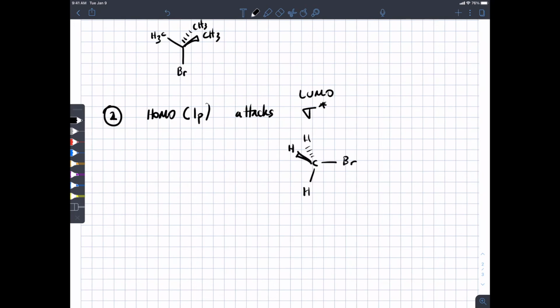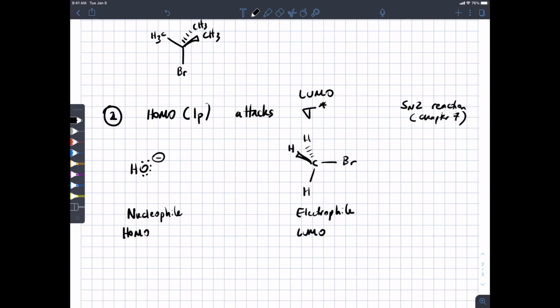If not, that's okay. This is actually an example called the SN2 reaction, and we won't get to that till chapter 7. It's not important at this stage that you know that it's SN2. I will tell you that hydroxide with a negative charge on the oxygen is your nucleophile, and this molecule, methyl bromide, is our electrophile. So we care about the HOMO on the nucleophile and the LUMO on the electrophile.